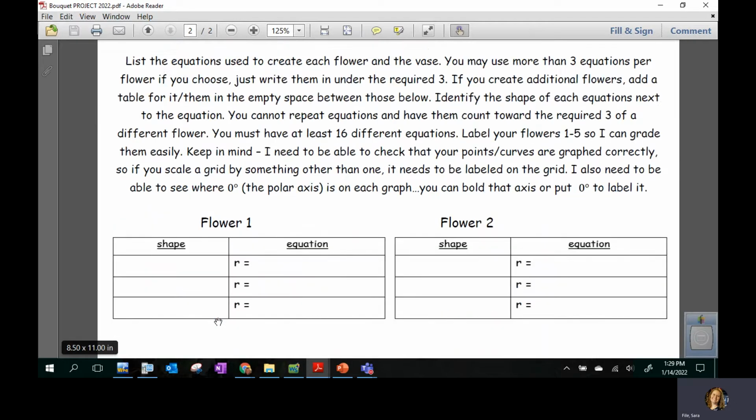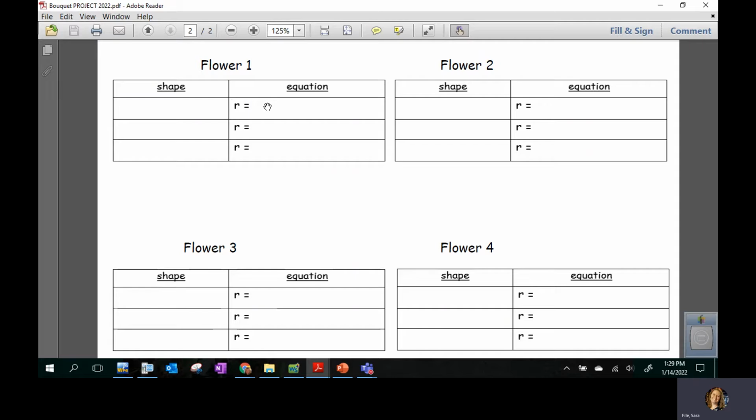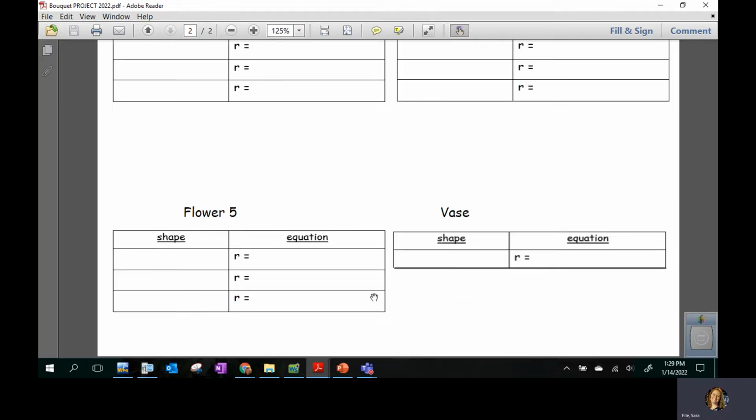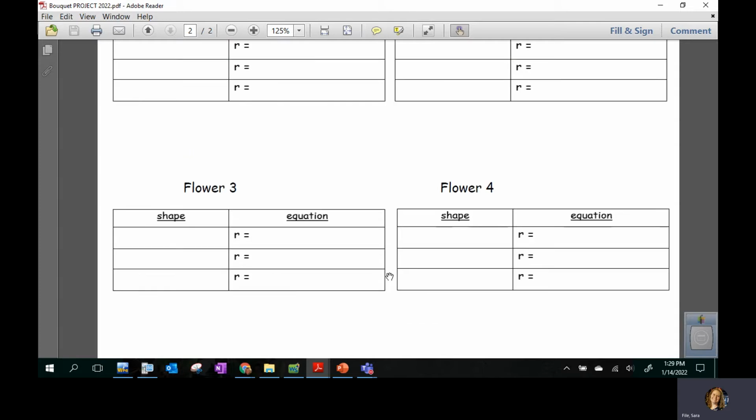So on the back of this is where you're going to record the equations for each flower. Okay, you'll tell me what the shape is, like if it's a rose, a circle, a limaçon with an inner loop, or a spiral, etc. And you'll have the equation written, and you can see there needs to be 3 for each flower and 1 for the vase. So that's a minimum of 16 equations.